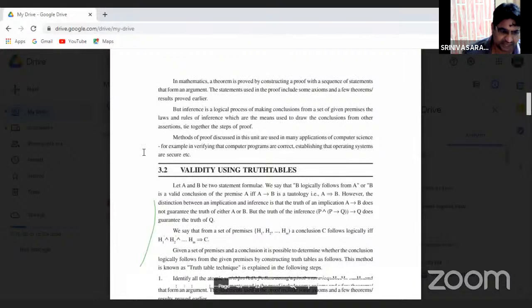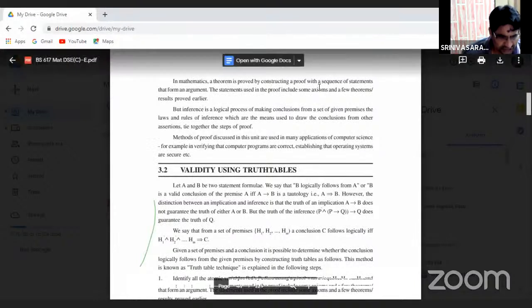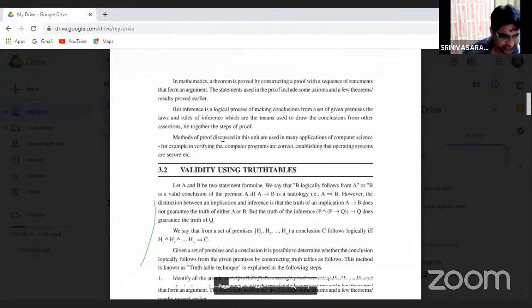There are so many theorems you have to prove. Now, in this manner, a proof is a sequence of statements that form an argument. The statements used in the proof include some axioms and a few theorems, which are results proved earlier.